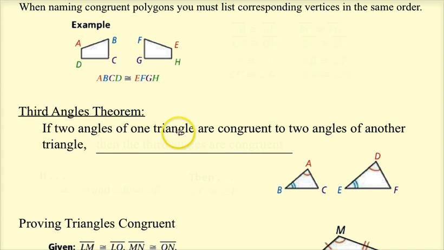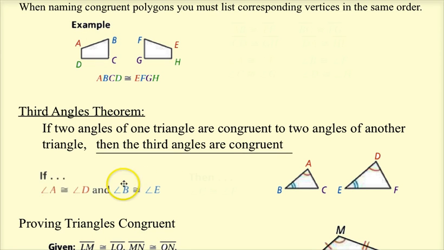80. So if two angles of one triangle are congruent to two angles of another triangle, then the third angles have to be congruent. If two angles of one triangle are congruent to two angles of another triangle, the third angles have to be congruent automatically. So if angle A is congruent to angle D and angle B is congruent to angle E, then angle C has to be congruent to angle F. So we actually only need two angles congruent, and then we automatically know the third angles will also be congruent. And we can use that theorem in our proof.